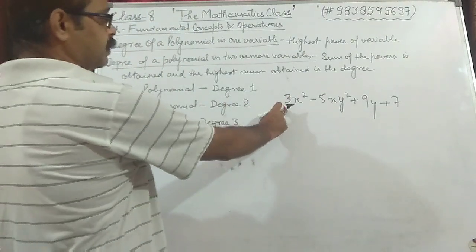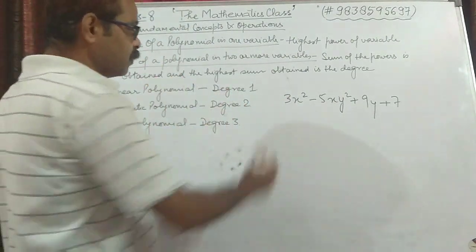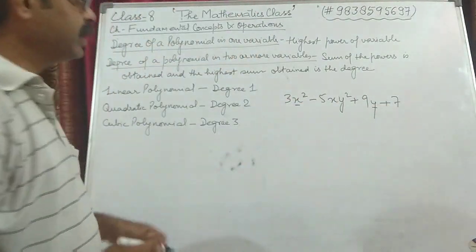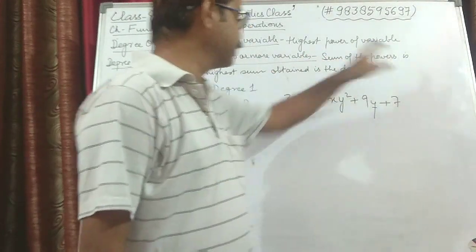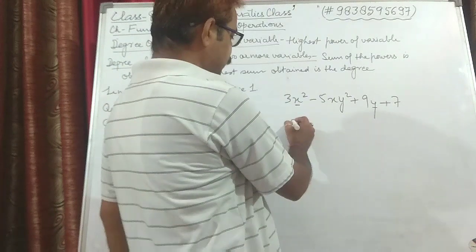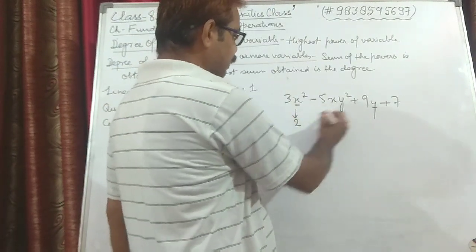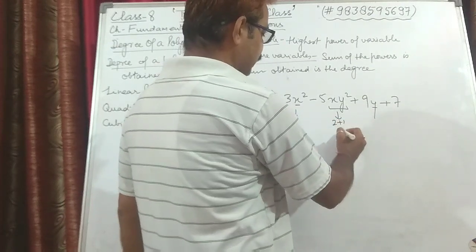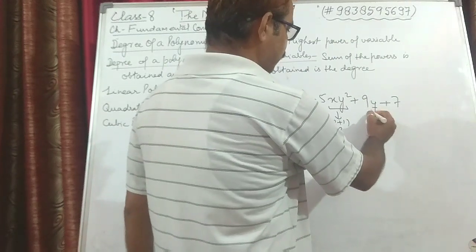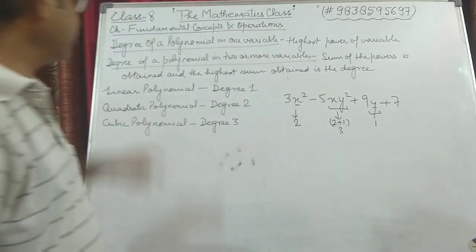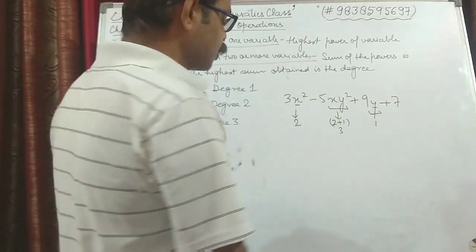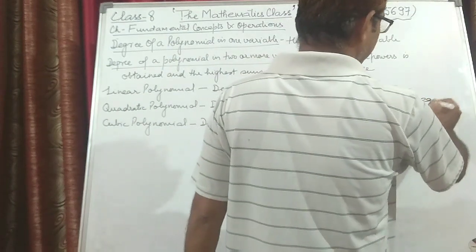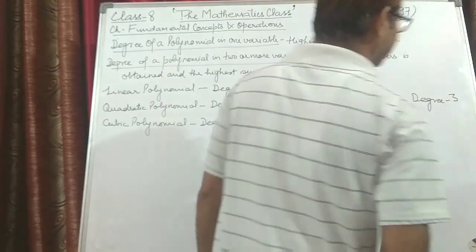Now this polynomial has two variables, one is x and one is y. So what we do? The sum of powers is obtained. Here the sum of the powers is 2. Here the sum of the powers is 3, 2 plus 1, that is 3. Here the sum of power is again 1. Then the highest sum obtained is the degree. So the degree of this polynomial will be 3.